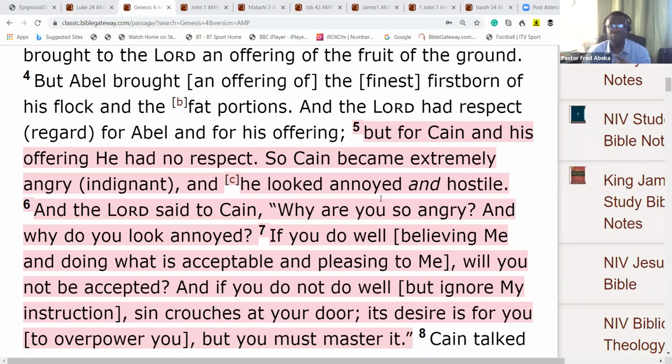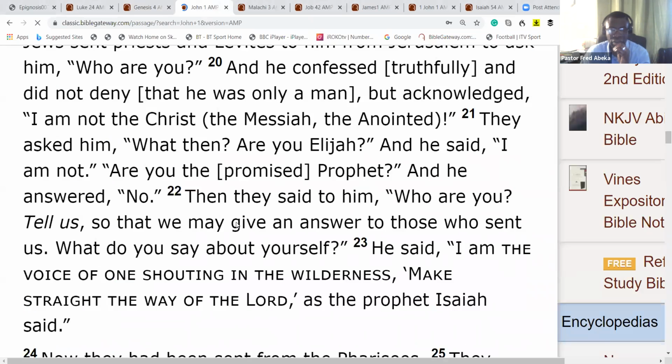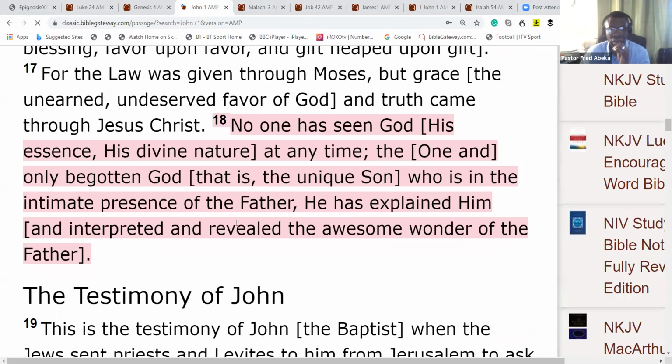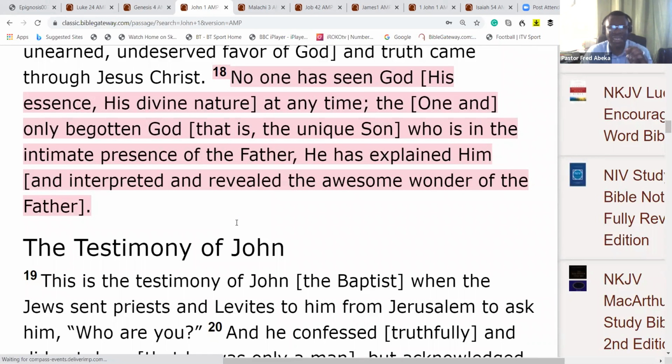So let's go back to our John 1:18, no one has seen God, his essence, his divine nature at any time. The one and only begotten God, this is the unique Son, who is in the intimate presence of the Father. He has explained him already. Explained, it's past tense. And interpreted and revealed the awesome wonder of the Father. Jesus has already done that. It means that to see the actual nature of God is in Christ. So if there's something which is in the Old Testament, which is at variance with this, it requires proper explanation. And that's what we are doing.